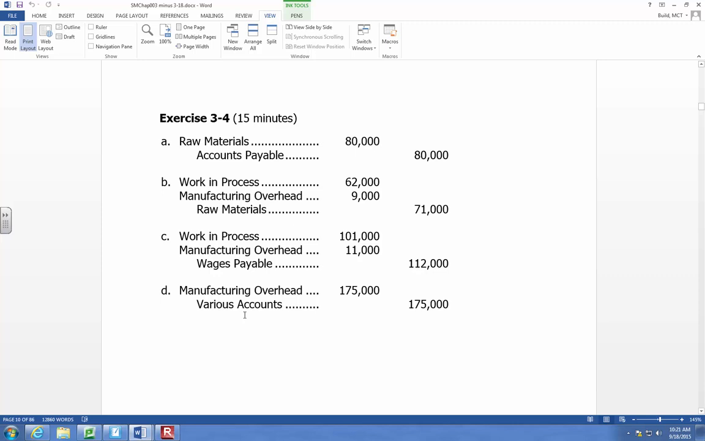Tirsa, the next thing that happens is I requisition some materials, 71,000 in total, 62 of that was direct materials.